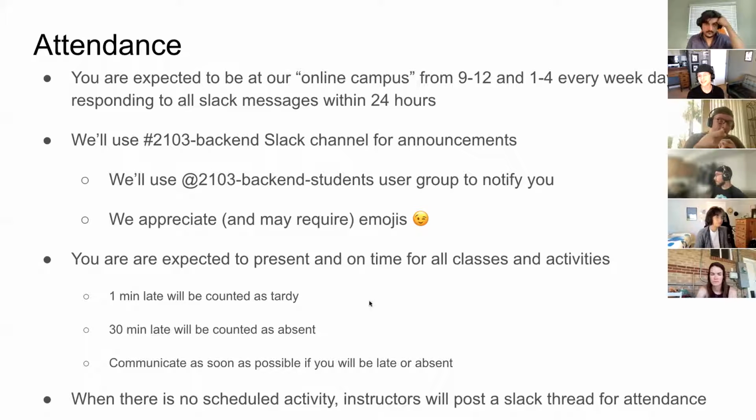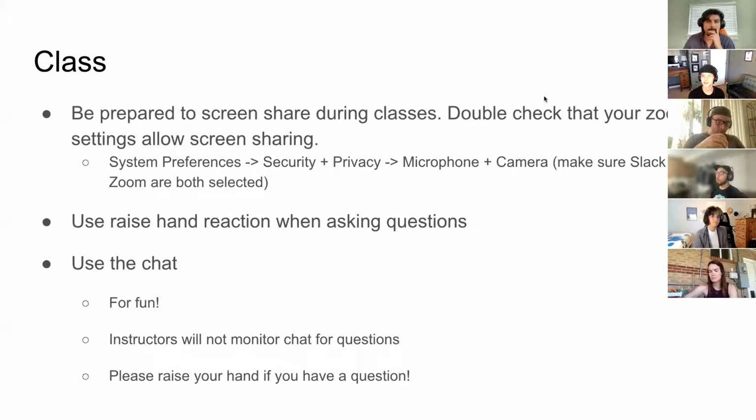When there is not a scheduled activity on the calendar, like when it's work time, you may see a post in Slack for a thread to take attendance, where you just post something in that thread and then we'll know that you're here for that work time. These will ping you, so no need to worry about missing them, as long as you have your notifications on for those pings.